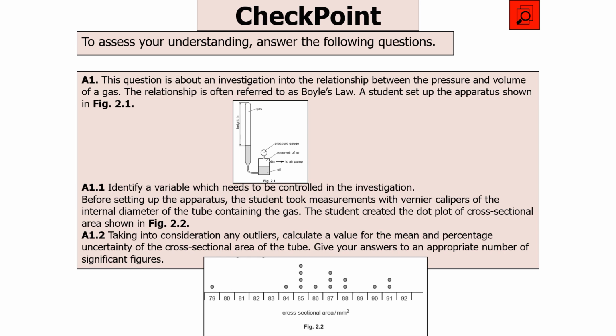Then, before setting up the apparatus, the student took measurements with vernier calipers of the internal diameter of the tube containing the gas. The student created a dot plot of the cross-sectional area as shown. Taking into consideration any outliers, calculate the value for the mean and percentage uncertainty of the cross-sectional area of the tube, giving your answers to the appropriate number of significant figures. So pause the video now, then unpause the video when you want to go through your answer.